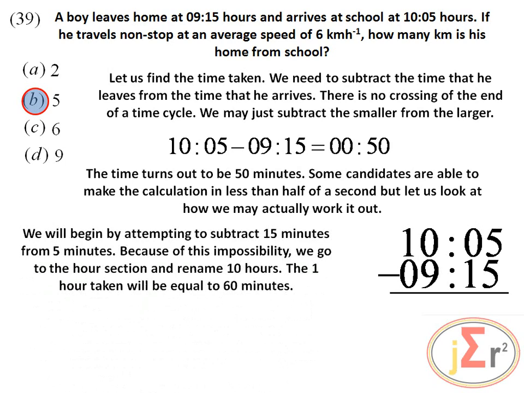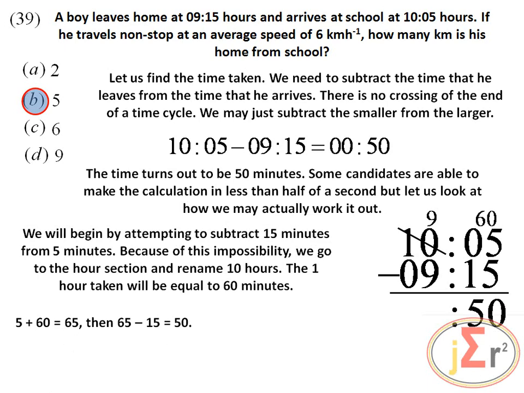We will begin by attempting to subtract 15 minutes from 5 minutes. Because of this impossibility, we go to the hour section and rename 10 hours. The 1 hour taken will be equal to 60 minutes on the minutes side. So we take out 1 from that 10 and we have 9 left, and it will be taken to the minutes column to be 60 minutes. 5 plus 60 is equal to 65. Then 65 minus 15 is equal to 50.